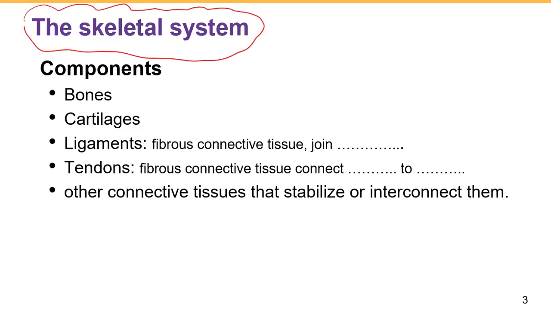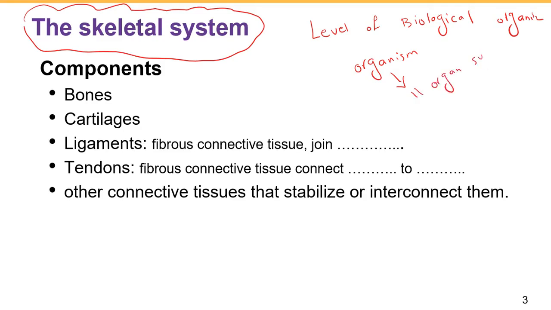So if you remember, when we talked about the levels of biological organization, one of the levels we have is the organism, right? The organism like you and me. Each organism is composed of 11 organ systems. One of the organ systems in our body is the skeletal system.